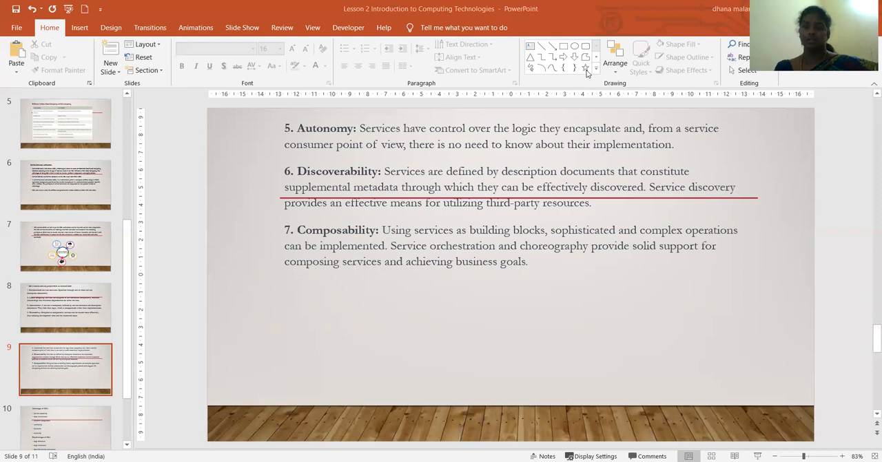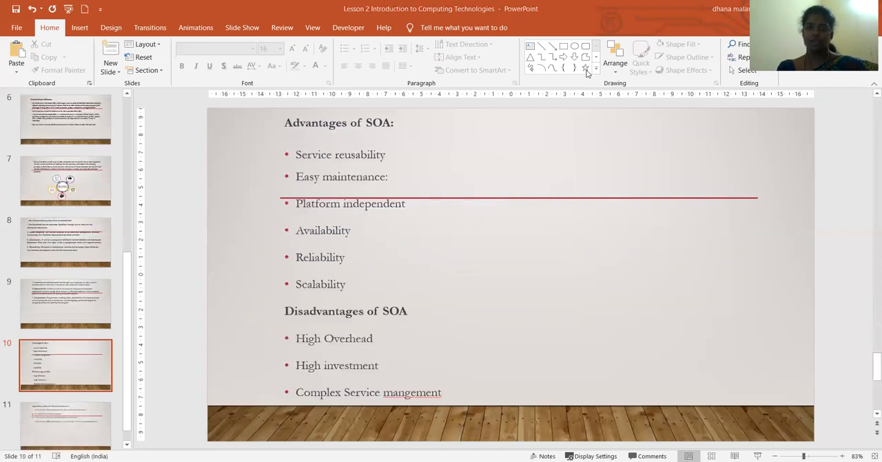Discoverability. Services can be discovered usually in a service registry, which can hold information about the services. Composability. Using services as building blocks, sophisticated and complex operations can be implemented. Service orchestration and choreography provide solid support for composing services and achieving the business goals.